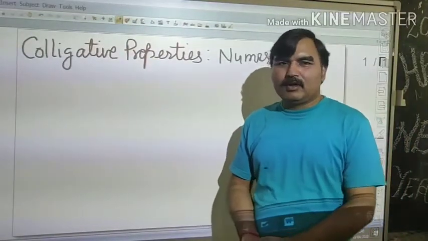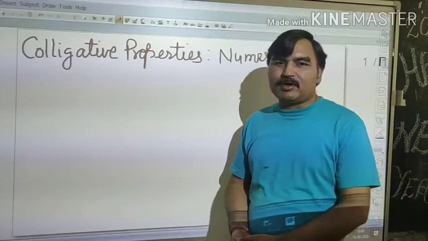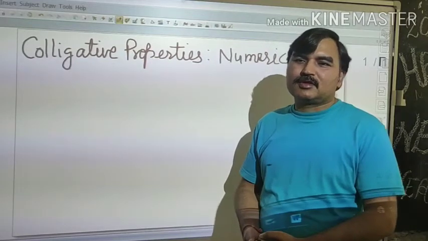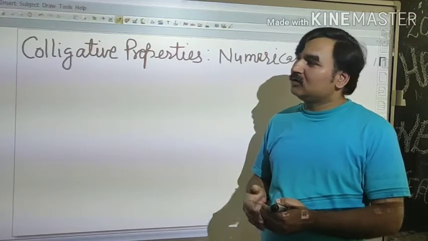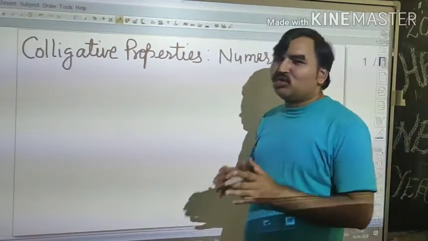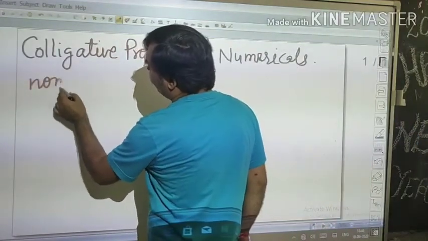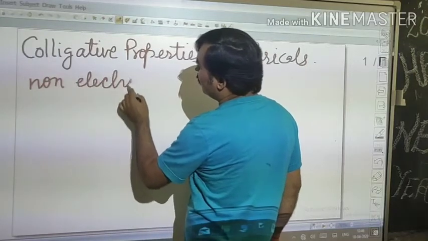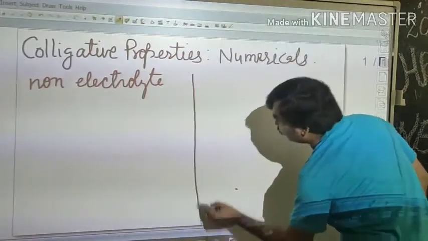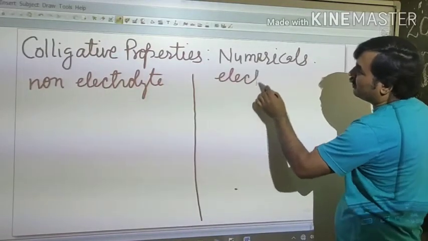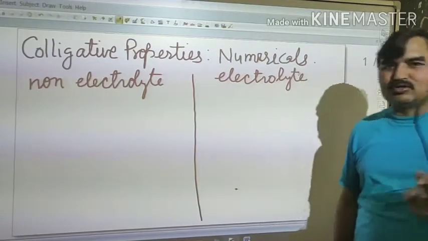Hello everyone. Our topic today is numerical problems based on colligative properties. Before discussing the topics, we should remind ourselves of the formulas of these properties. There are two conditions. One, when the solute is a non-electrolyte, and the second is when the solute is an electrolyte, that is, it undergoes association or dissociation.